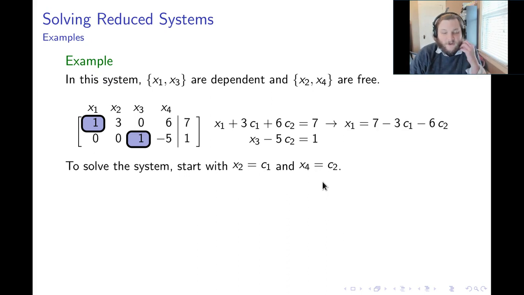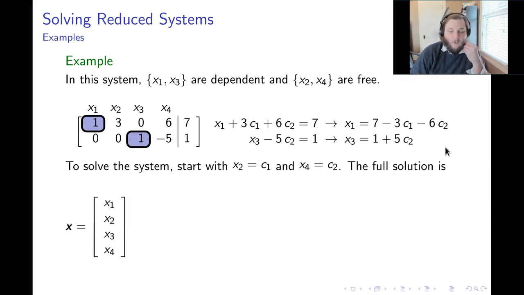And now what we can do is we can solve each of the equations for the dependent variable. So I can solve the first equation for the first dependent variable x1, and what I should get is x1 = 7 - 3c1 - 6c2. What about the second equation? The second equation allows me to solve for x3. This should give me 1 + 5c2. So we've successfully written the dependent variables in terms of the free variables.